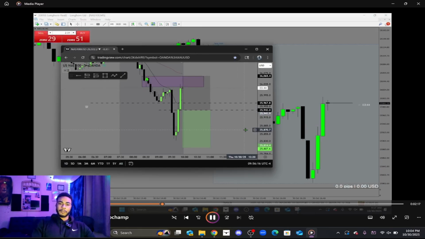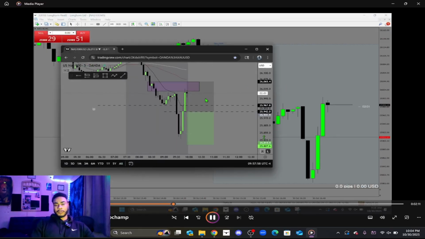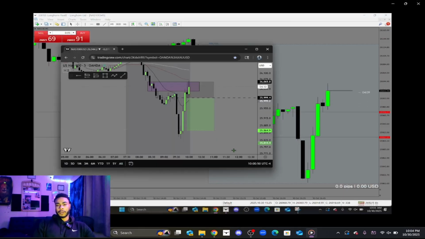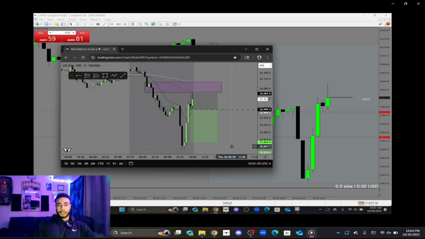Then I had this other supply zone marked up above it, and there's another one up here and another one up here where there are also gaps, and price never pulled back to fill in those fair value gaps. Right here I'm just waiting. Price ended up breaking the other zone as well, so I deleted that one and drew the other one.